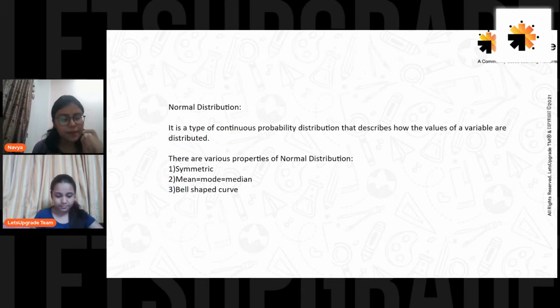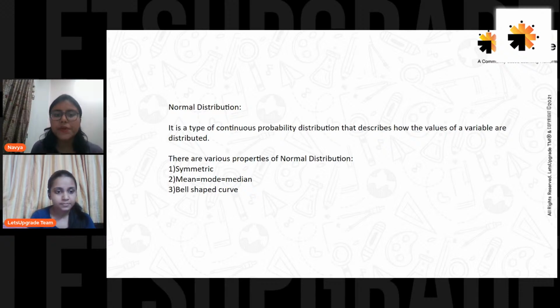Now coming to the last part of your statistics, that is your normal distribution. We have different distributions in probability. That you will study in your full stack program, because that cannot be explained here. Some higher concepts are also there, so just to give you a glimpse. Normal distribution is basically a type of continuous probability distribution.